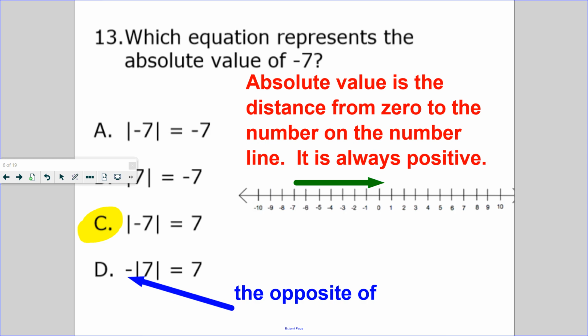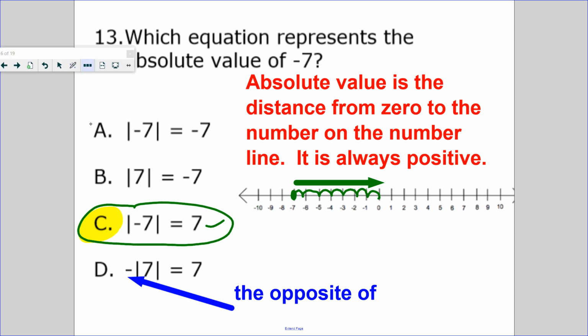So 13. Which equation represents the absolute value of -7? So here is -7 right here. What's absolute value again? How far it is from 0. 1, 2, 3, 4, 5, 6, 7. So it could be this one. Oh, that's it. That one.